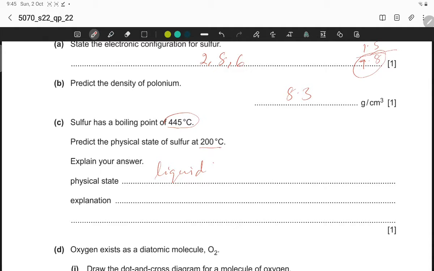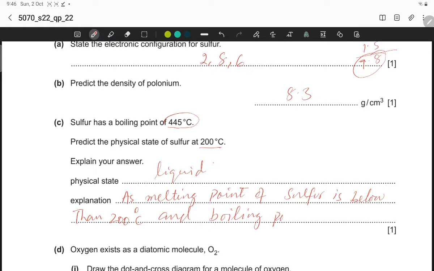And you can write down in the explanation: the melting point of sulfur is below 200 degrees centigrade, and the boiling point is above 200 degrees centigrade. So it will be liquid.